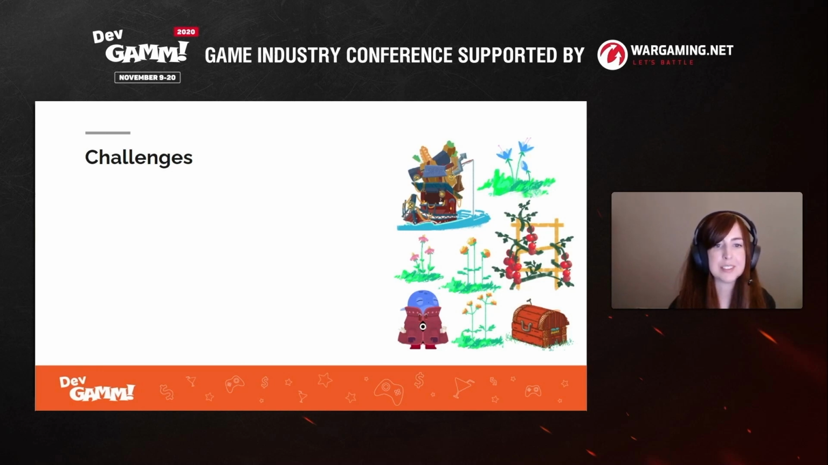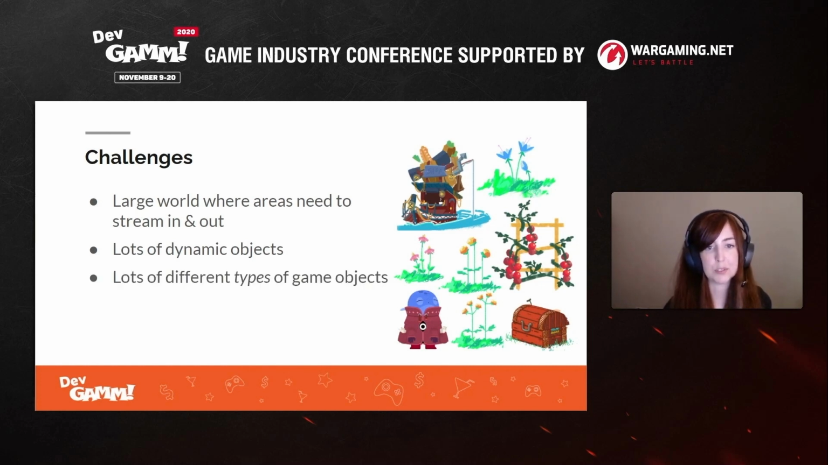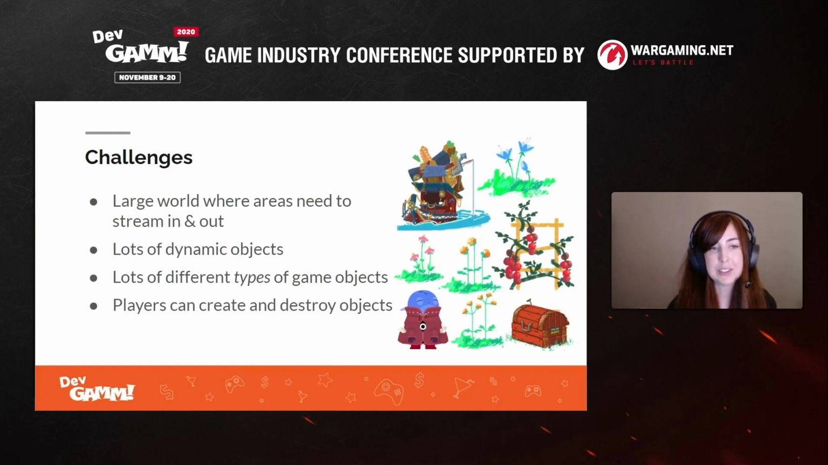So what are some of the challenges when developing a game like this? It's a large world with different areas that need to stream in and out. There are lots of dynamic objects, there are lots of different types of objects, and players can create and destroy objects at will, for example through crafting, planting seeds, and composting. So the question is then, how do you save the game state when you have such a dynamic world?